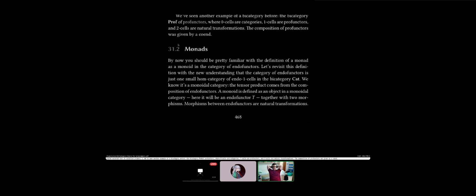Now we go to monads. You should be pretty familiar with the definition of a monad as a monoid. Okay, your screen froze because I'm still looking at the span. Oh, now it's back. Okay, let's go.